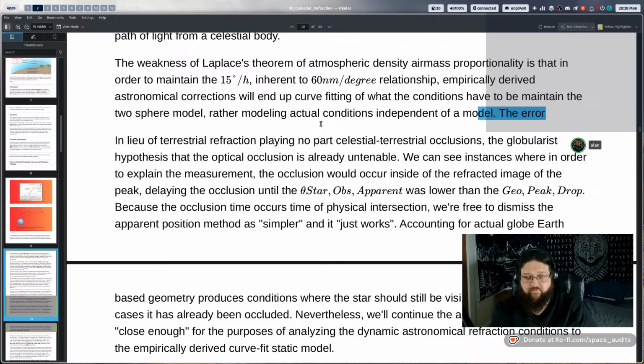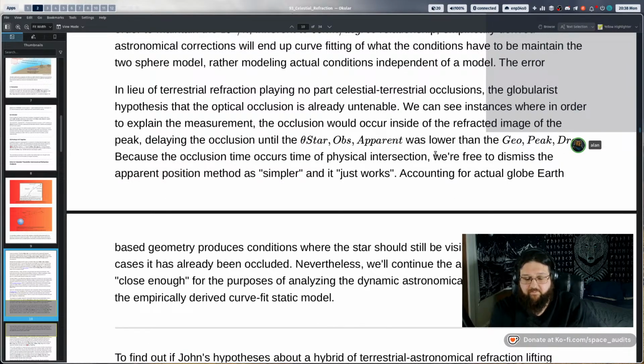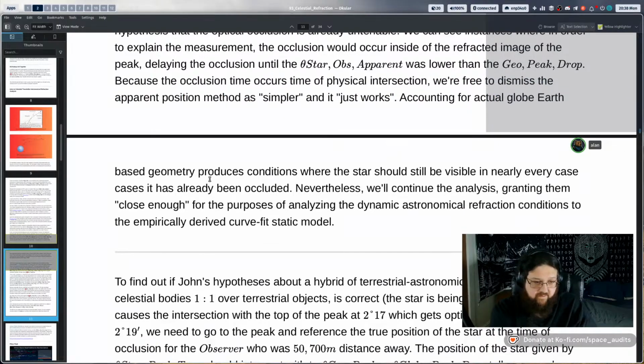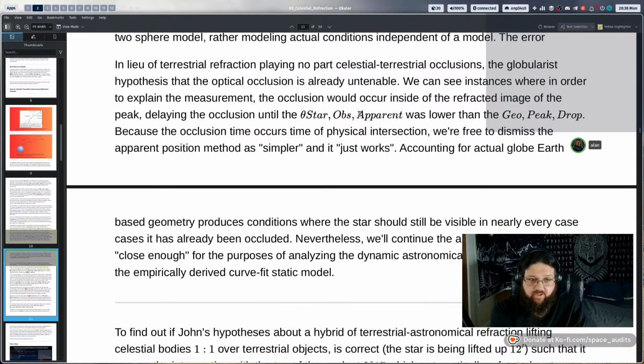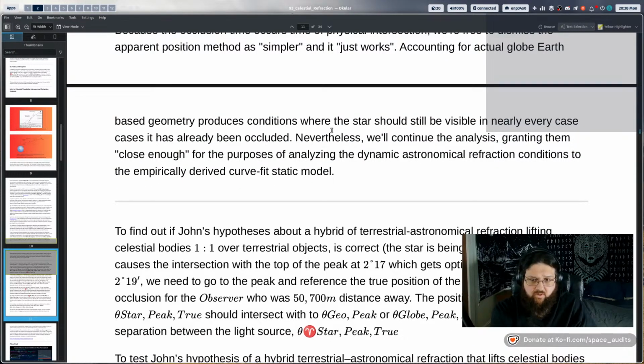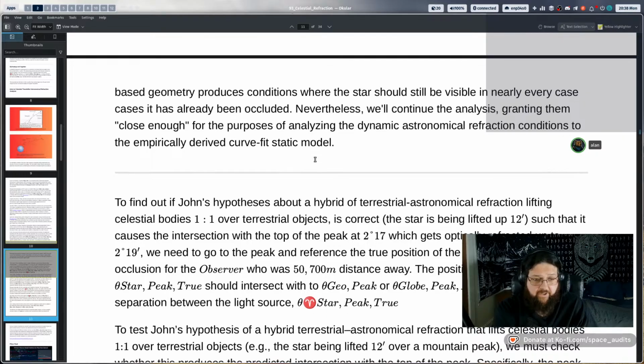And I kind of wrote this very negatively because it was like 2 a.m. or whatever when I started writing this. But we're going to see it through and not dismiss it. On the premise of it, it's already lower than what is allowed, but we're going to continue anyway to see how it would play out, granting it as if we didn't know beforehand. Okay, so I wrote this after knowing. But nevertheless, we'll continue analyzing and granting them the close enough for the purposes of analyzing the dynamic astronomical refraction conditions to the empirically derived curve fit static model.